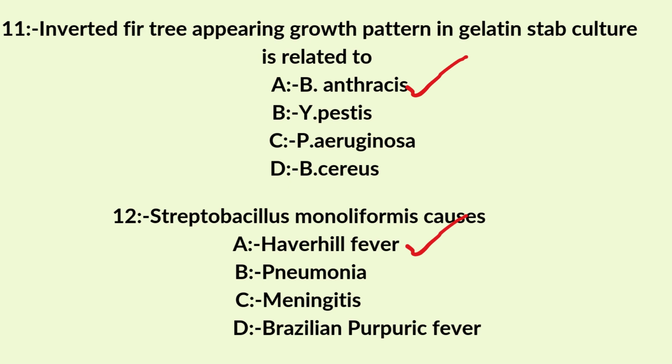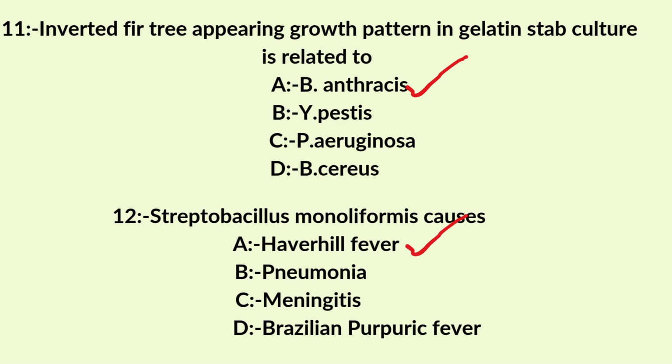Next one, inverted fir tree appearing growth pattern in gelatin stab culture is related to, options: Bacillus anthracis, Yersinia pestis, Pseudomonas aeruginosa, Bacillus cereus. Answer is option A, Bacillus anthracis. So this inverted fir tree appearance is a characteristic feature of Bacillus anthracis.